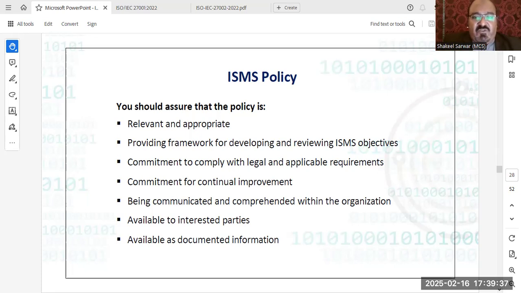Now, these are the points you need to take into consideration while establishing your maturity level in the statement of applicability. If these points which I've just mentioned are met, you can select the maturity level where the organization's ISMS policies stand.